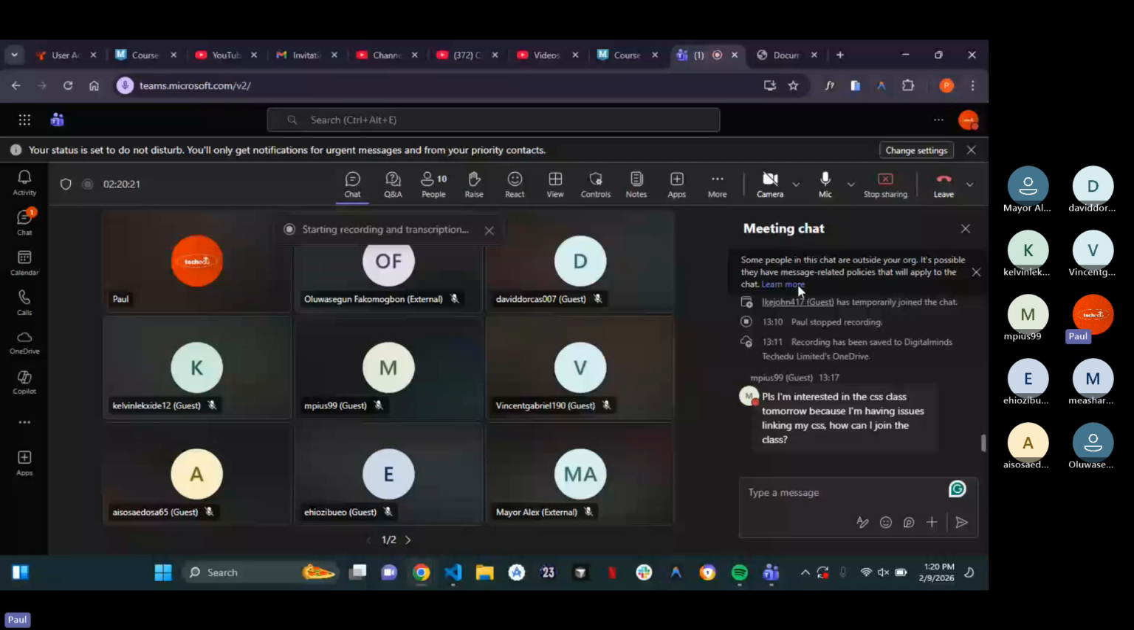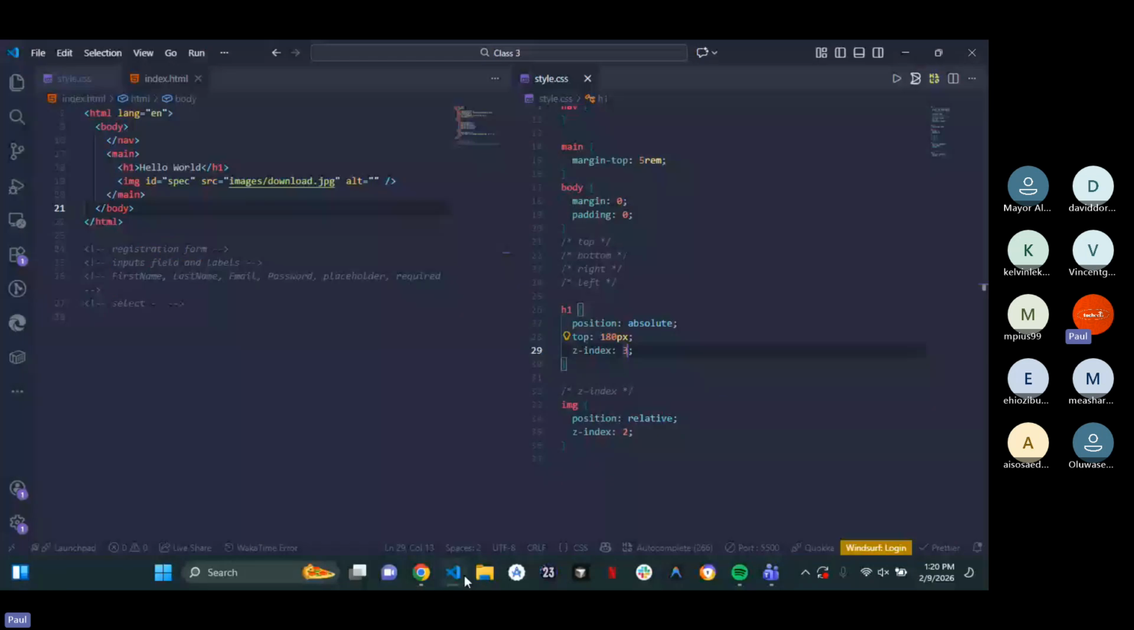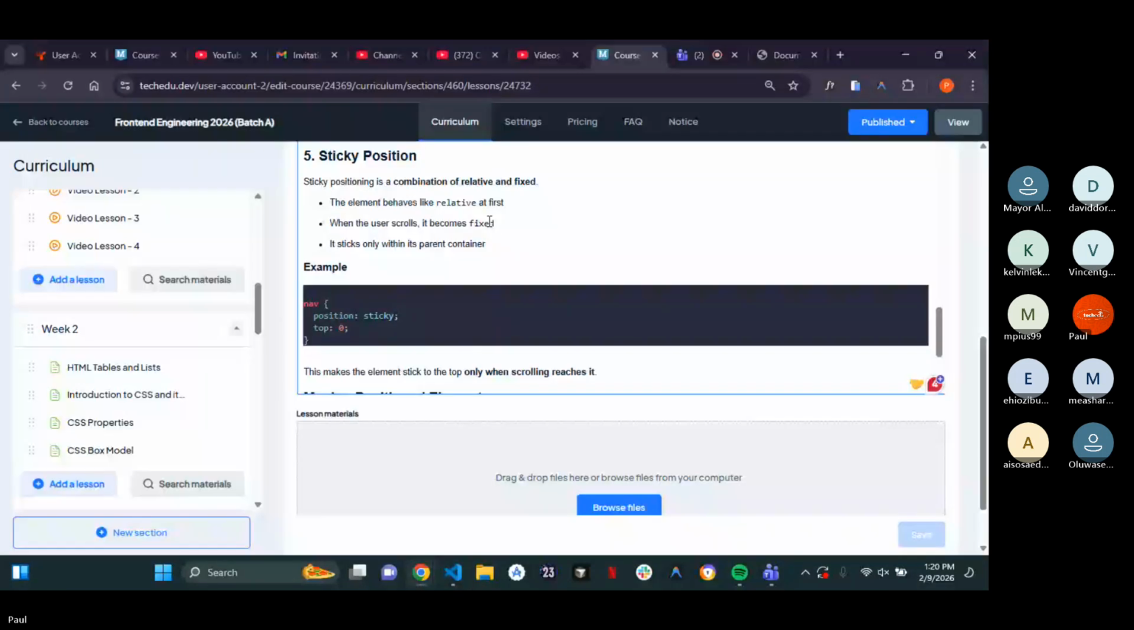All right, so moving on. When we talk about sticky, as I said, sticky positioning is a combination of both relative and fixed. First of all, you need to understand that when we talk about fixed position, they are saying that elements will not move. Now, one thing about sticky is that it combines relative and fixed.